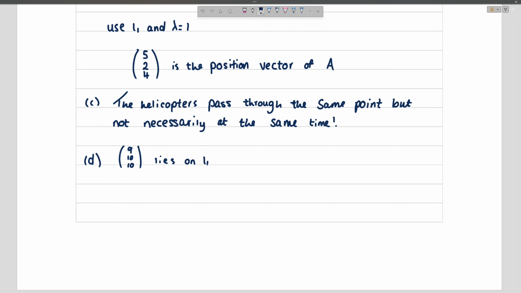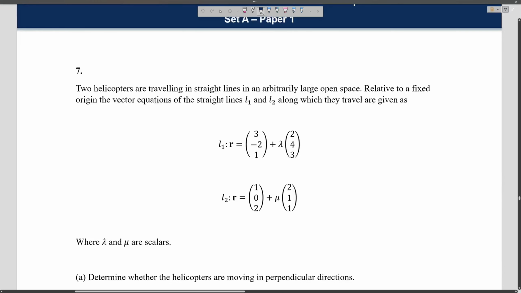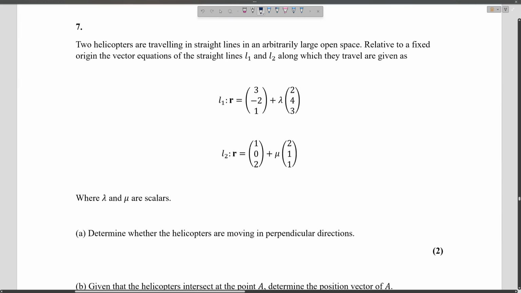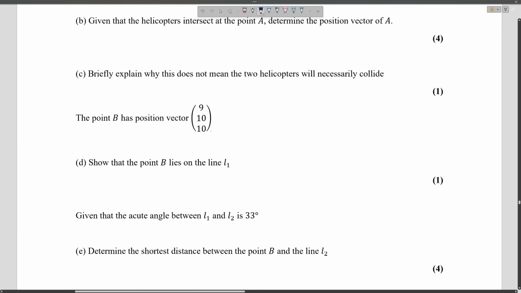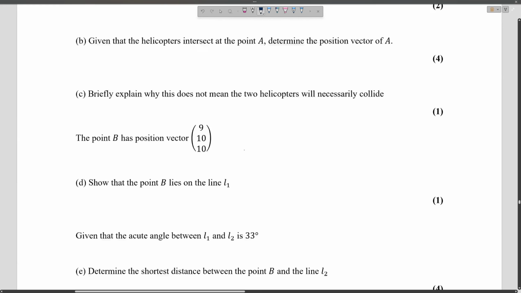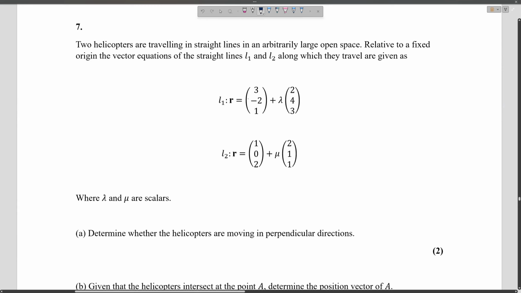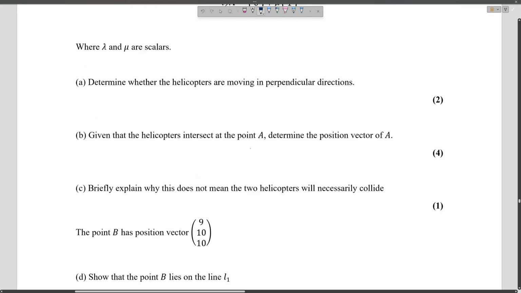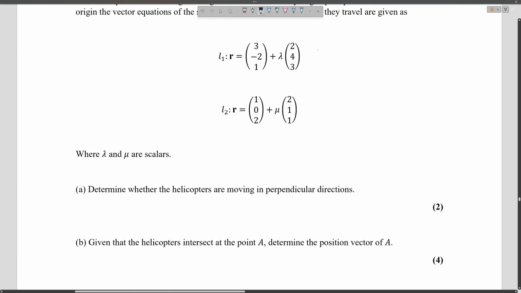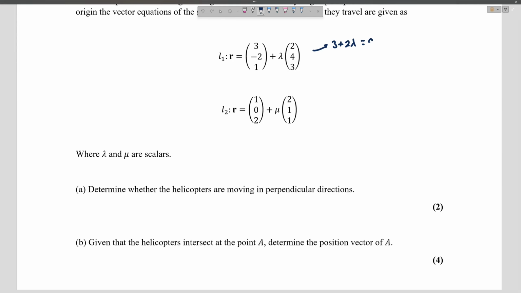Well, let's just scroll up here. So for the vector equation then of L1 here, basically for some value of lambda here, this should give us this position vector, 9, 10, 10, right? And if I just look, for example, here, right? 3 plus 2 lambda must be equal to 9. So just make a note here. 3 plus 2 lambda is equal to 9. Just solve for lambda, right? So 2 lambda is equal to 6, and therefore lambda is equal to 3.